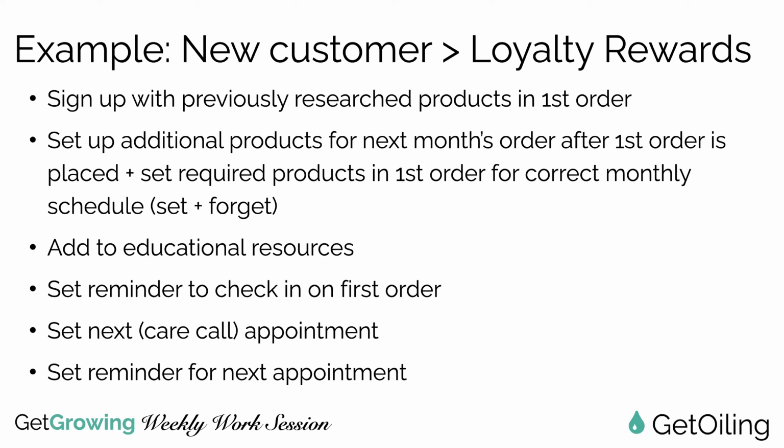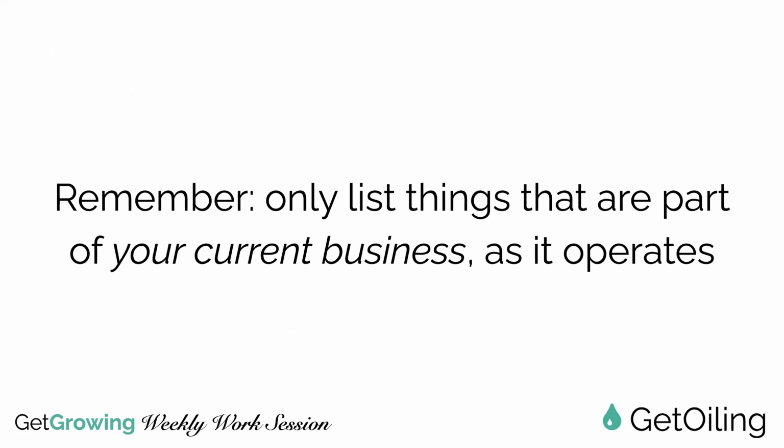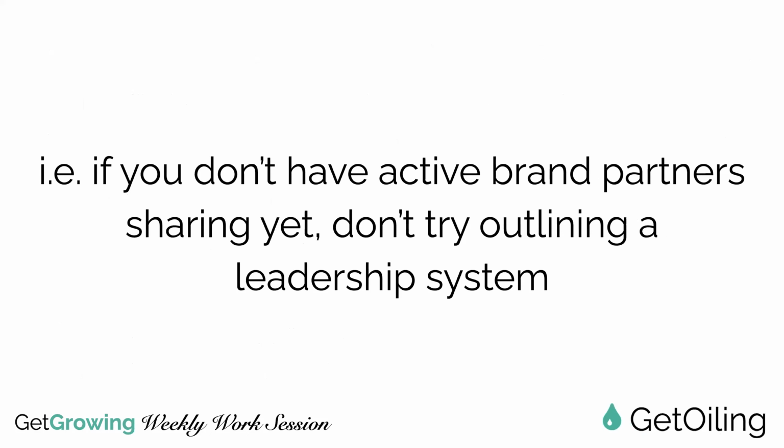Or how we can miss some of these steps and maybe not create the most optimal outcome possible, right? So make sure that you are really outlining this stuff. But just remember, and this is important, you only want to list things that are a part of your current business as it operates. So, as an example, if right now you don't have any active sharers, don't start outlining a leadership system yet. Don't worry about that. Cross that bridge when it's time to, right? Just focus on where things are in your business right now.